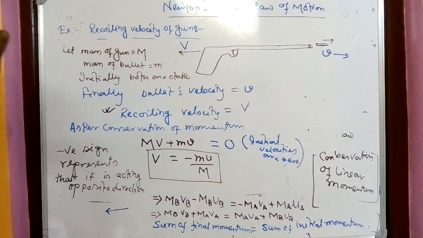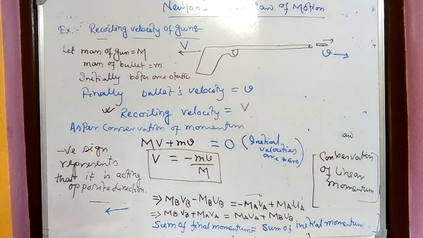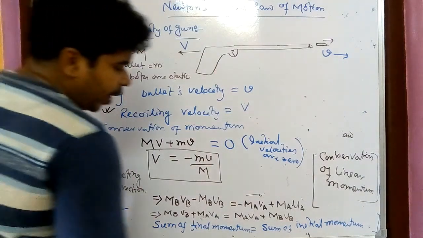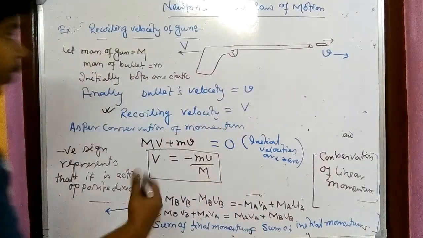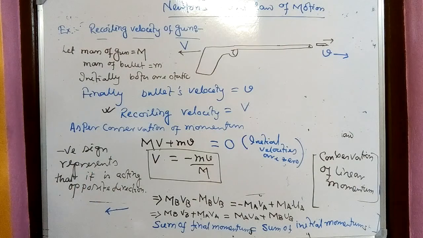So this is the conclusion of Newton's third law, because if you have not learned about conservation of momentum, then your knowledge of Newton's third law of motion is not complete. The conclusion of Newton's third law is very important: the sum of final momentums should be equal to the sum of initial momentums, when no external force is applied.